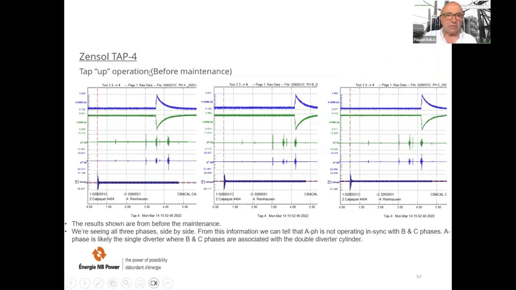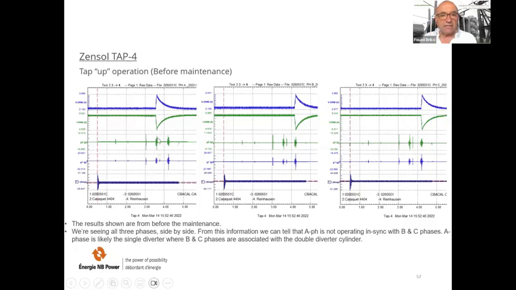And here it's before maintenance. The results shown are from before the maintenance. We are seeing all 3 phases side by side. Here we have phase A, at the top right, phase B, and phase C. From this information, we can tell that A phase is not operating in synchronization with B and C phase. And A phase is likely the single diverter, whereas B and C phases are associated with a double diverter switch that you can see here.